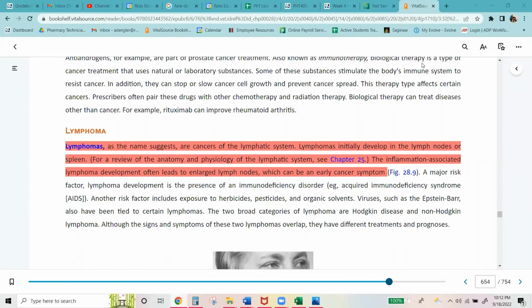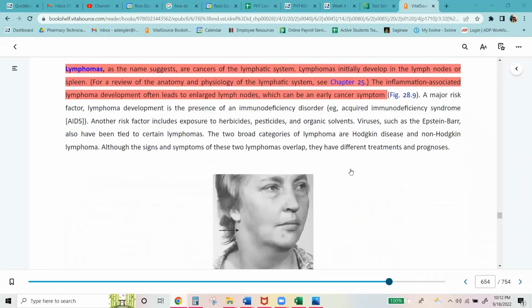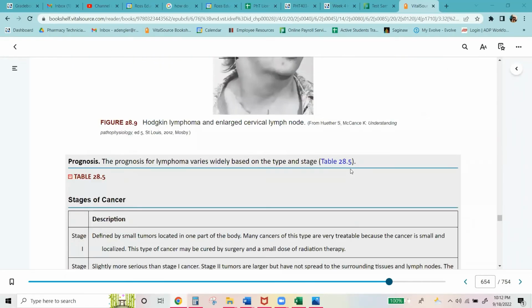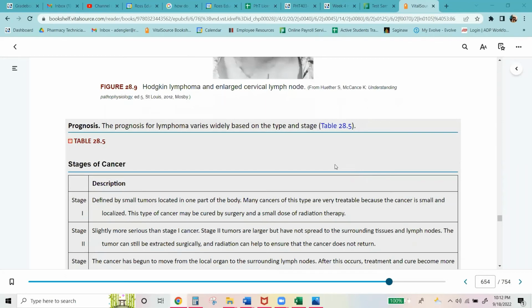Lymphomas, as the name suggests, are cancers of the lymphatic system. They initially develop in the lymph nodes or spleen. The inflammation-associated lymphoma development often leads to enlarged lymph nodes, which can be an early cancer symptom. The prognosis for lymphoma varies widely based on the type and stage, as all cancers do.